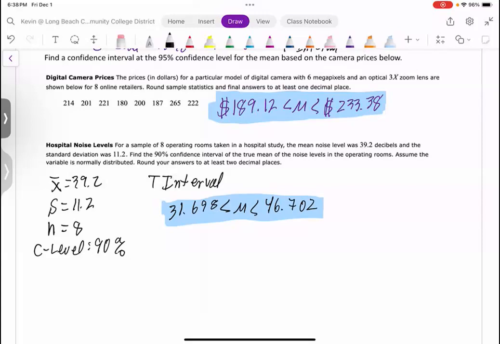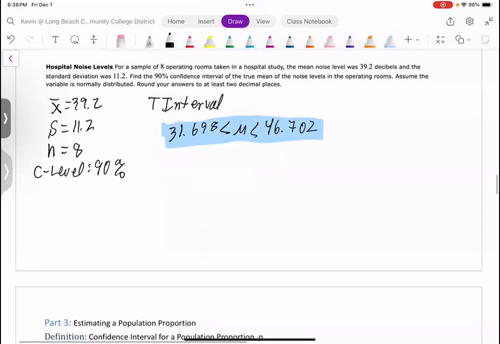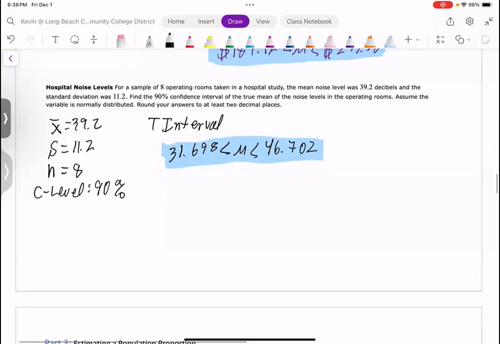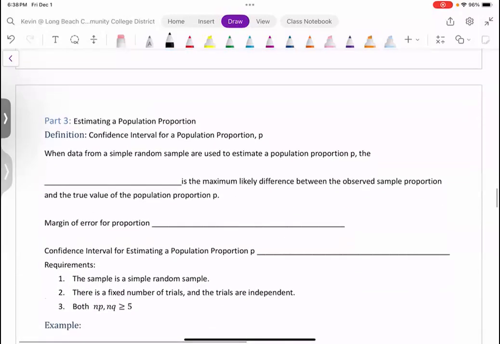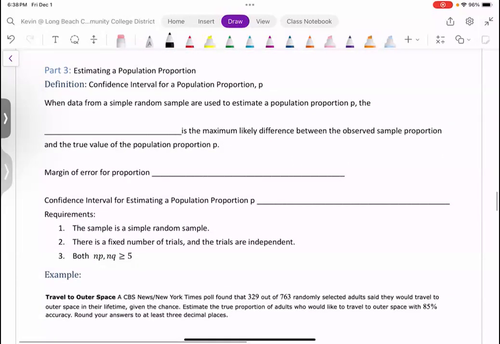All right, one more section. So far what we've done is mean with population standard deviation known, that was a Z interval. Then when the population standard deviation was not known, then we used a T interval. And now we're going to talk about estimating a population proportion.